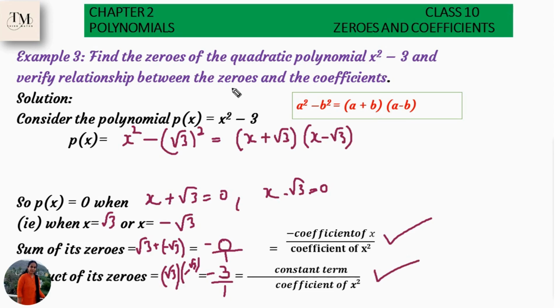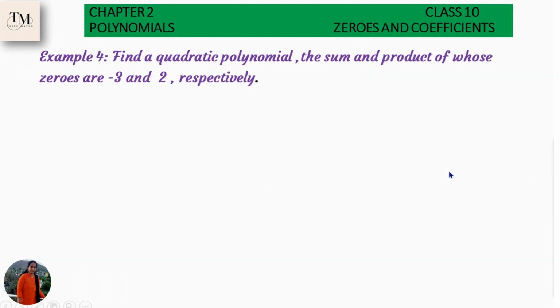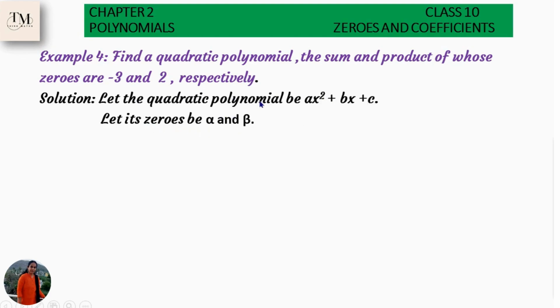Okay, children, can you understand? Let me go to the last example. Example 4. Find a quadratic polynomial, the sum and product of whose zeros are minus 3 and 2. So they gave the sum and product of the zeros. If we take alpha and beta as the zeros of the quadratic polynomial ax square plus bx plus c, then alpha plus beta is equal to minus 3 and alpha beta is equal to 2.